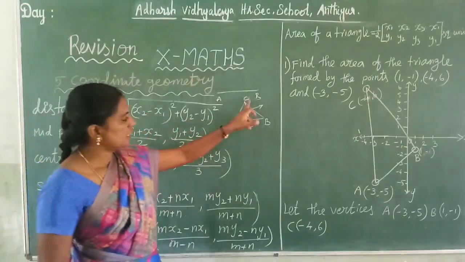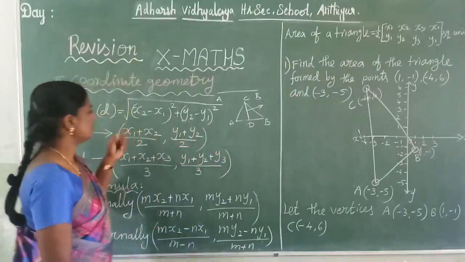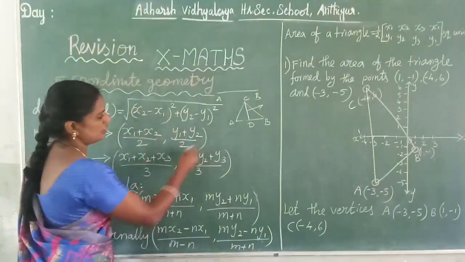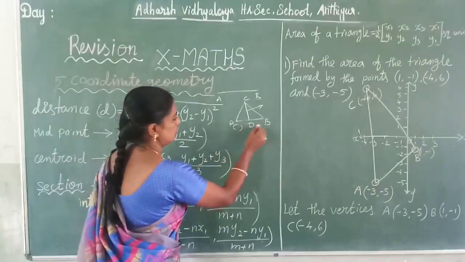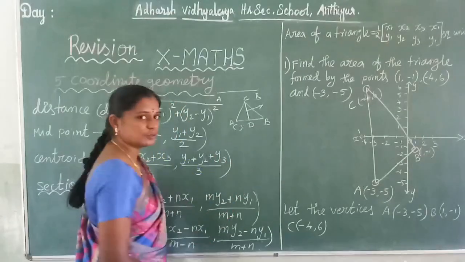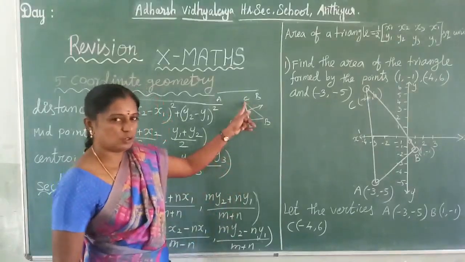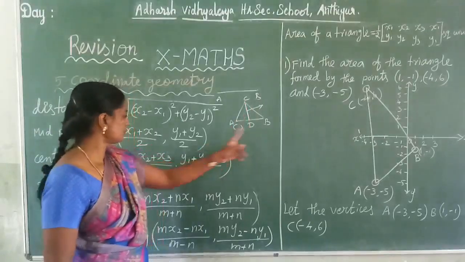So length of median, length of altitude, like that you apply this formula. One point consider x1 comma y1, another point you consider x2 comma y2. Suppose distance AB means A is x1 y1, B point x2 y2. The length of CD means C point take as x1 y1, D point take as x2 y2.